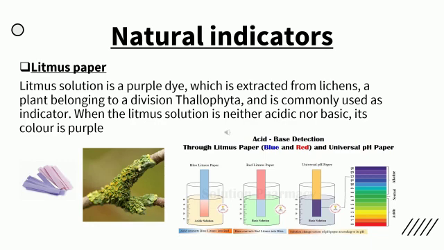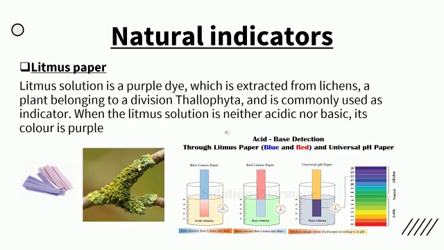Litmus papers are available, and you can check substances that we use daily. Like for soap solution you can test, for lemon you can test, and all citrus fruits you can test. When the litmus solution is neither acidic nor basic, its color is purple. When we use blue litmus paper in acid solution, it turns red. That shows the acidic nature of a substance. When we take red litmus paper and check it with base solution, it turns blue. That shows it is basic in nature.